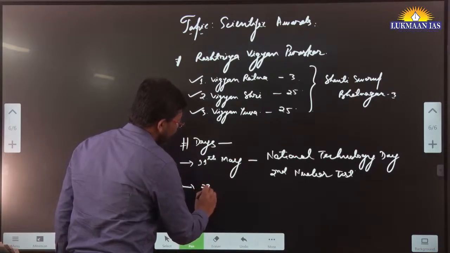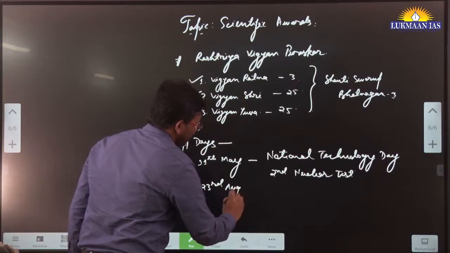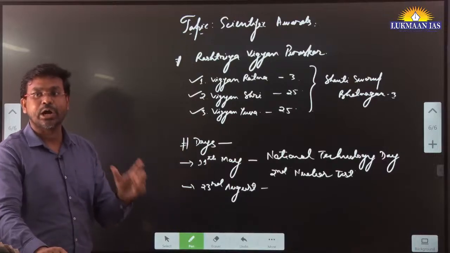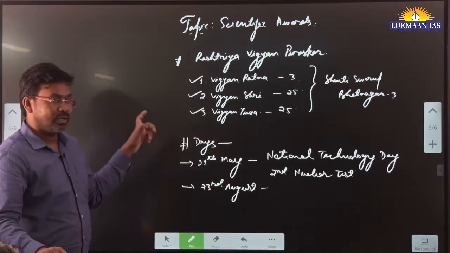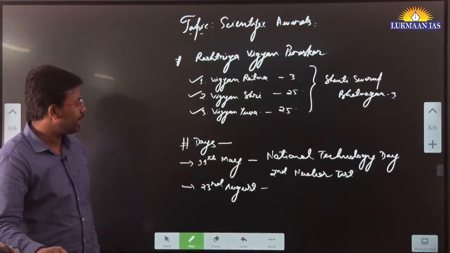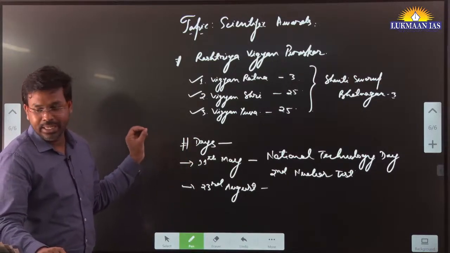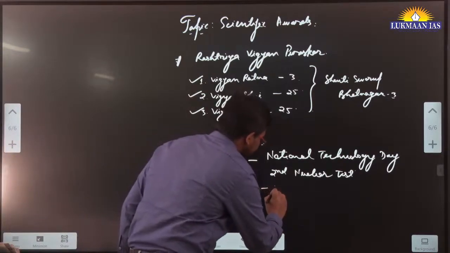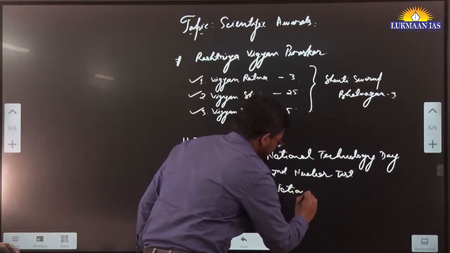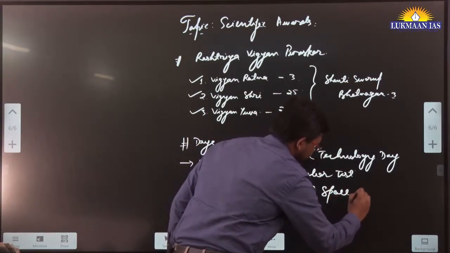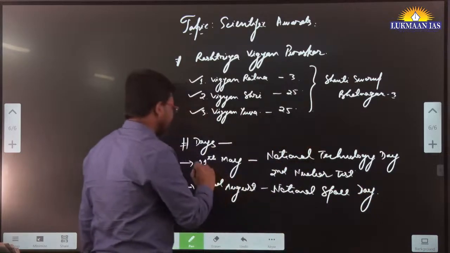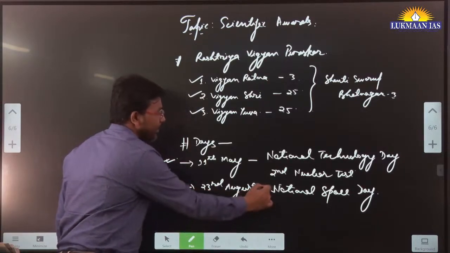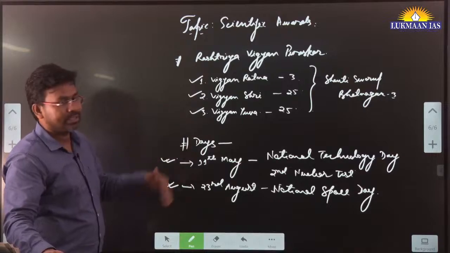Apart from this, 23rd August is also important. On this day we made a soft landing on the south pole of the moon. The Chandrayaan 3 mission did a soft landing on the south pole of the moon. So this day is important, and it will be celebrated as National Space Day. On 11th May they will declare who are going to receive the prize, and the awards will be given on National Space Day. This is what they have mentioned in this article.